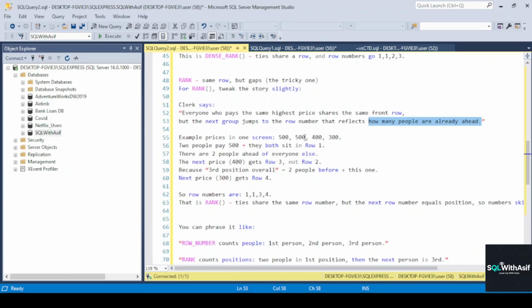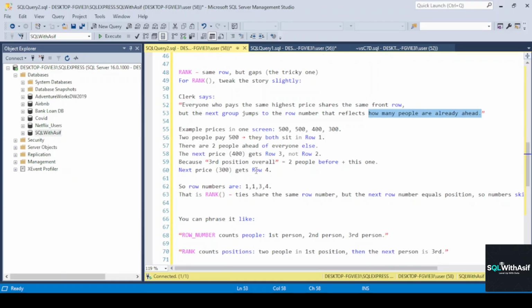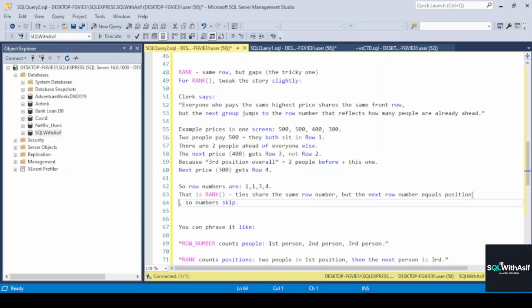So row 1 for 500, and then for 400 he will keep row 2 empty and he will give row 3 to that person. And now the next person came with 300, he will get row 4. So in rank, this clerk follows this rule: ties will share the same row number, but the next row number equals position, so gaps are kept in the numbers.